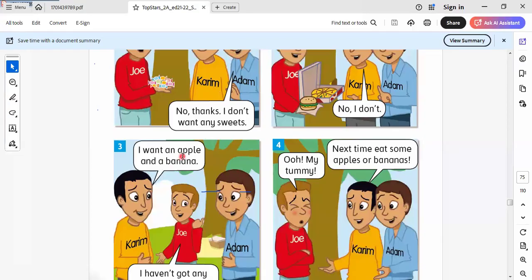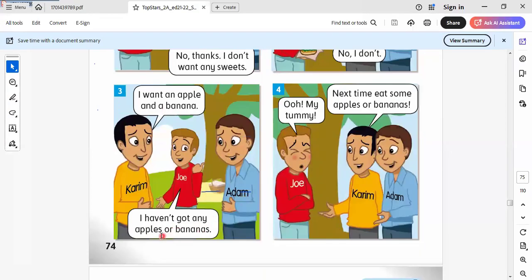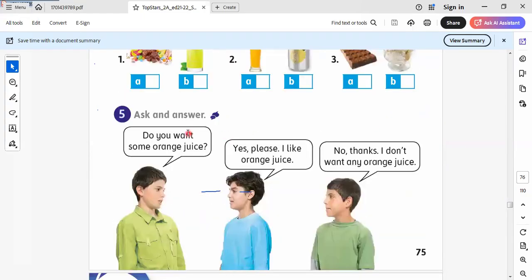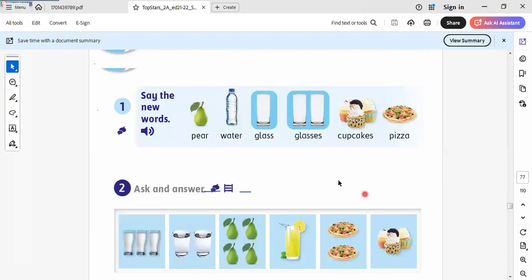Here we say, I want an apple and a banana. I haven't any apples or bananas. Oh, my tummy. Next time, eat some apples and bananas. Here we say, do you want some orange juice? Yes, please. I like orange juice. No, thanks. I don't want any orange juice. So here we use some in the offer and any with the negative form. I would like you to know this. Let's go to another words here.